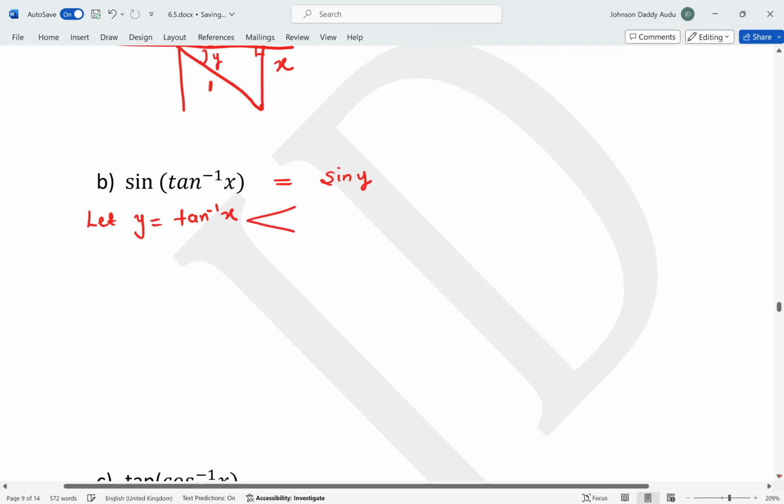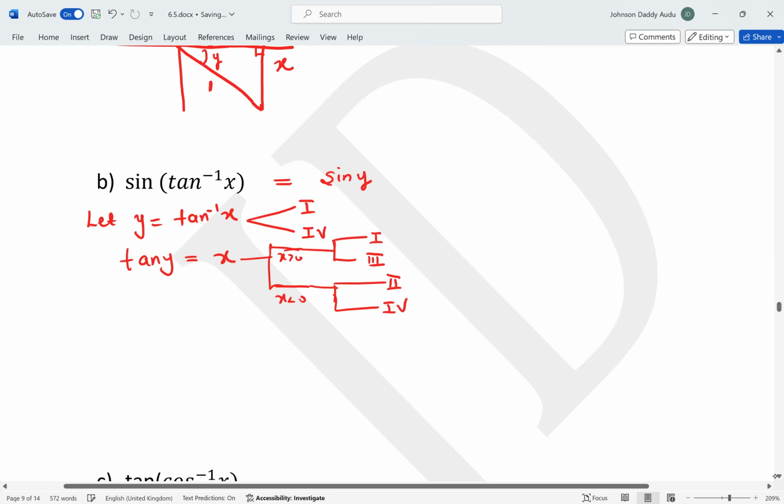So here, this is tan inverse. Tan inverse can be in the first or in the what? In the fourth quadrant. So it means that tan y is equal to x. Also here, the x could be positive or x could be negative. If x is positive, it means we are in which quadrant? It will be either in the first or in the third. And here, if x is less than 0, it could be in what? In the second or in the fourth. So just like we did previously, we will take the common quadrant, right?